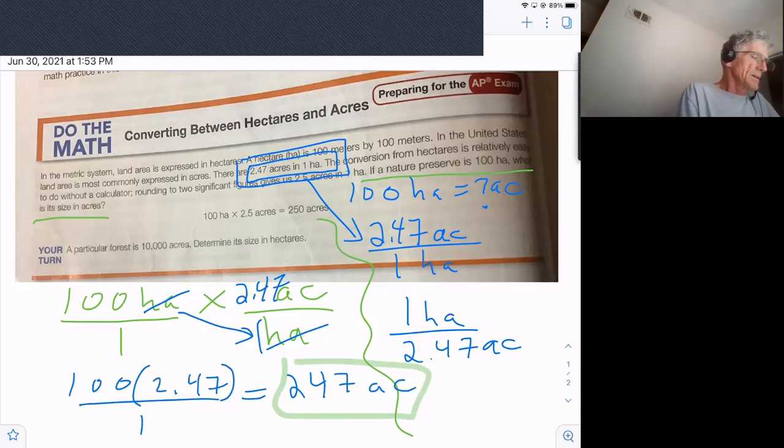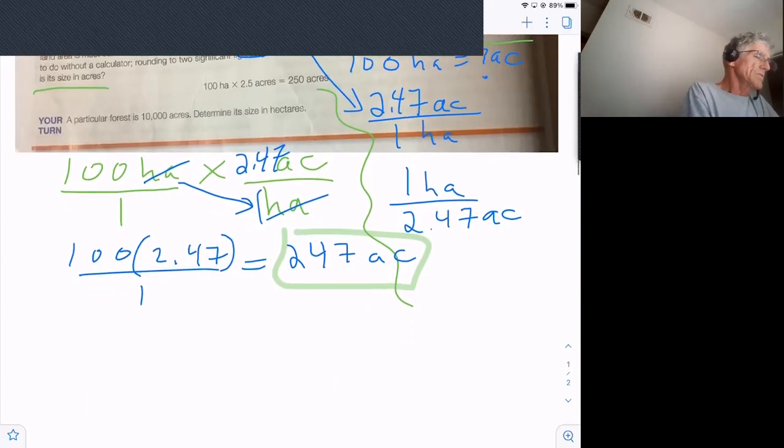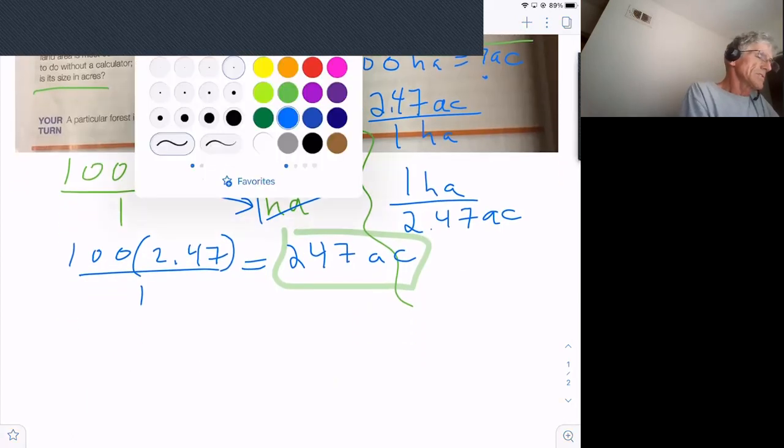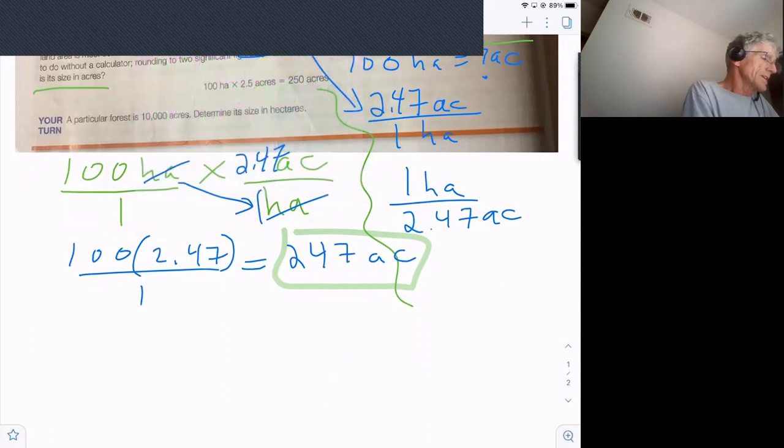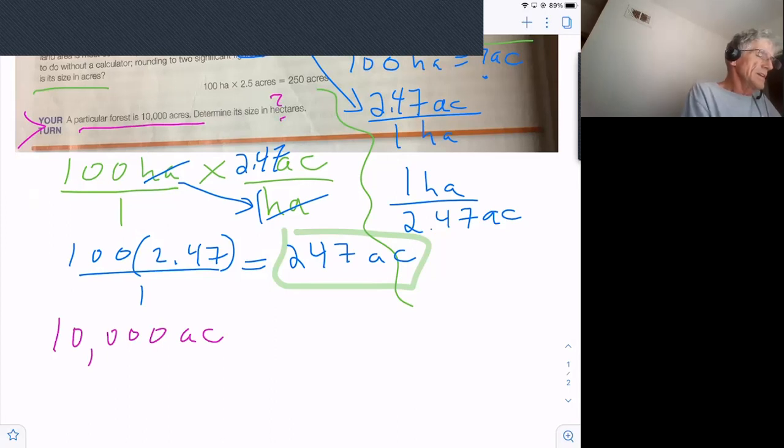Okay, now let's do the next one, which is right here, your turn. Then I'll assign one similar to this. A particular forest is 10,000 acres. There's my known term, so I write it down: 10,000 acres. Determine its size in hectares. So I'm going from acres to hectares.